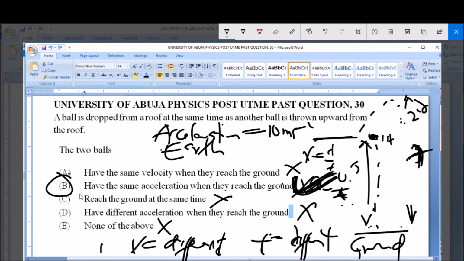When a ball is dropped from a roof and another ball is thrown upward from that same roof, both of them will have the same acceleration when they reach the ground level. Although their velocity, their time, and the distances they covered will be different, their acceleration will be the same. The answer to this particular question is option B.